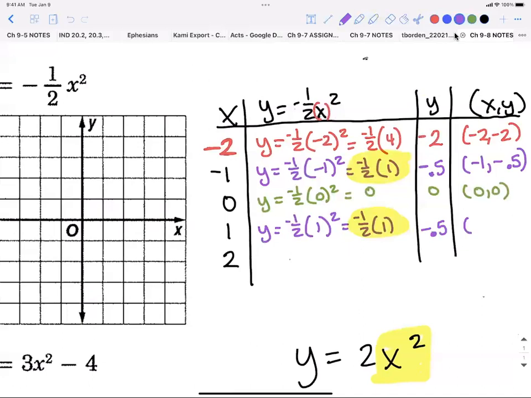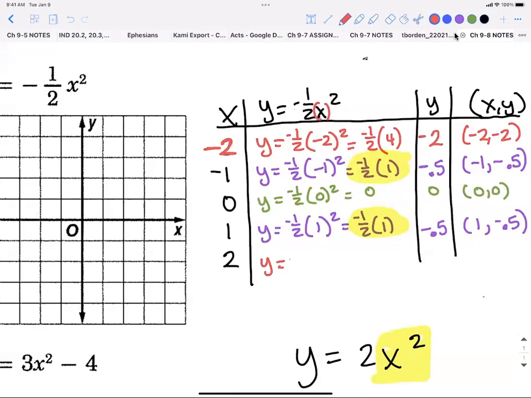But my point is positive 1, negative 0.5. Now my X value changed, but my Y value stayed the same. And I'll show you what that's going to do on our graph. Then we get down to our bottom one. And again, I'm going to mirror it in red because my negative 2 and my positive 2 are going to match.